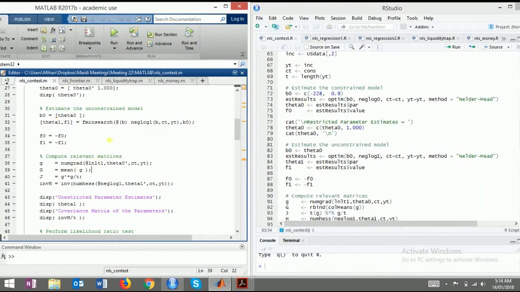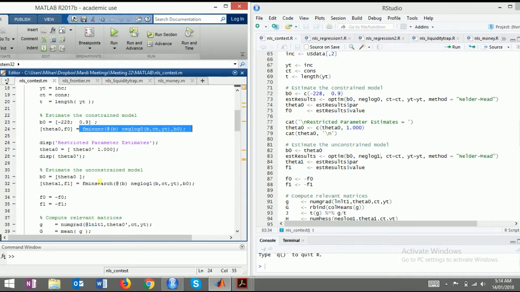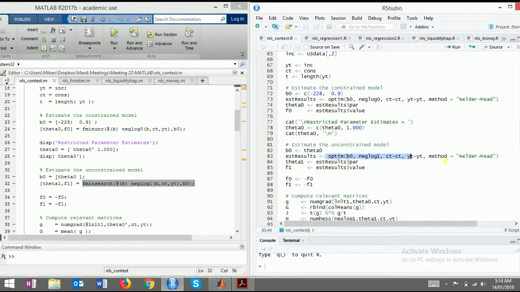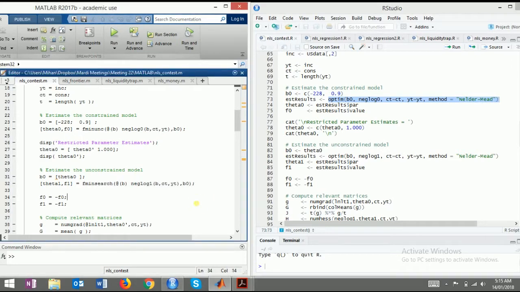And theta 1, f1 is again fn in optim, fn in search. This is minimization, this is optimization. They run the same, they are actually the same, because as you can see, in constraint it remains the same, nothing changes. The optim command remains the same. So we call the function, and in f0 and in f1 we have the negative log function values stored. Fine.